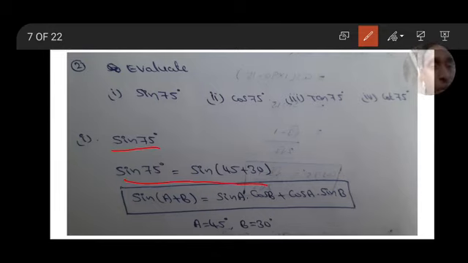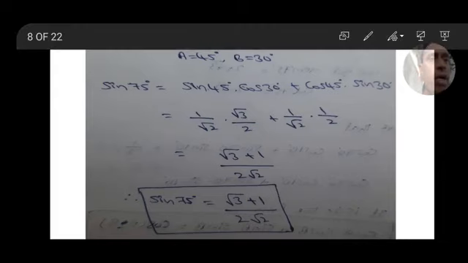Sin 75 degrees can be written as 45 plus 30. In the previous problem, sin 15 meant 45 minus 30. Here sin 75 means sin of 45 plus 30. So it is the sin of a plus b formula: sin a cos b plus cos a sin b. And here a equal to 45, b equal to 30.